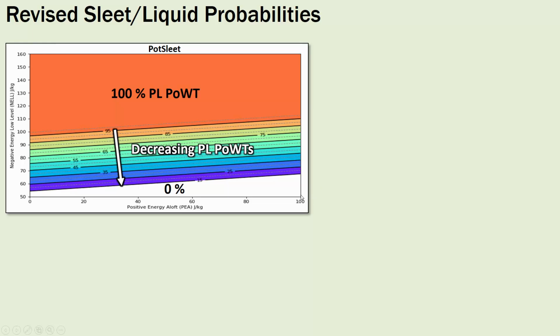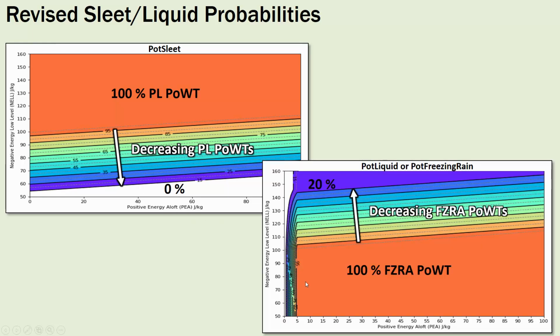So if you have very large amounts of positive energy or very strong warm nose, you might need a little bit more than that to maximize your probabilities for sleet. Sharply decreasing probabilities for sleet below about 100 joules per kilogram. And basically that tells us that we don't have enough refreezing potential to get sleet reported at the surface.